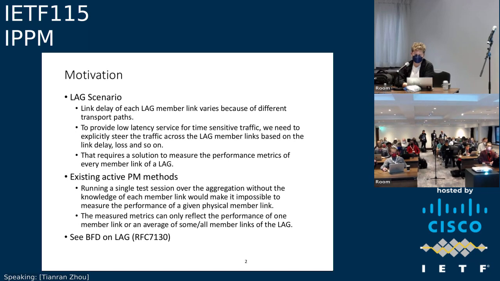Let's first recap the motivation. The LAG provides an aggregation of multiple links. We want to measure the performance of each link. However, existing active PM methods run a single test session over the aggregation without knowledge of each member link. This makes it impossible to measure the performance of even a physical member link. So we followed a similar idea to RFC 7130, the BFD on LAG. Next.